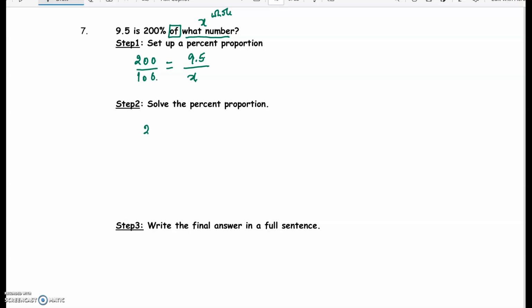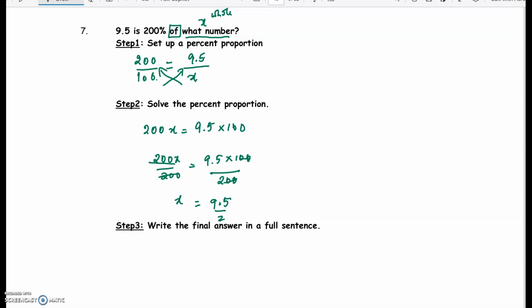How do we solve it? We cross multiply to get 200x, and that's equal to 9.5 times 100. So I divide both sides by 200, and this is equal to 9.5 times 100 over 200. Cancel the zeros, so we have x equals 9.5 over 2. So let's do the division.